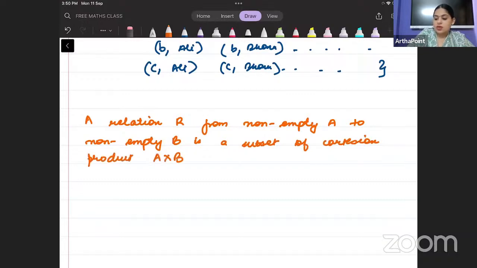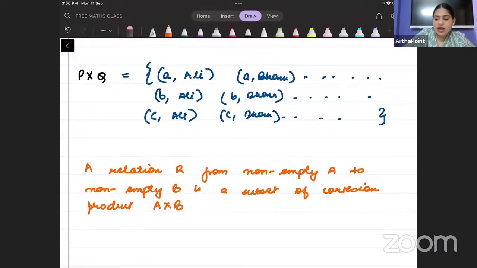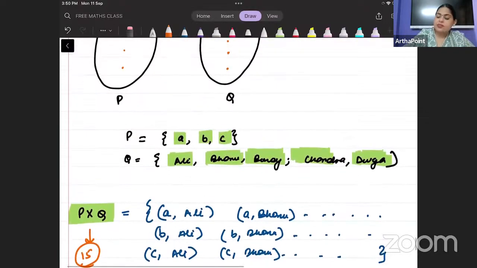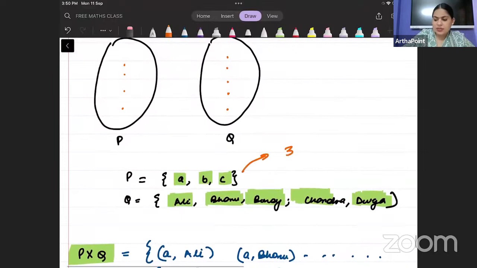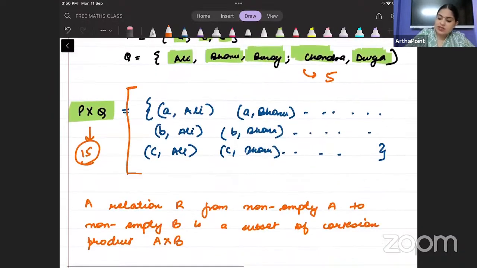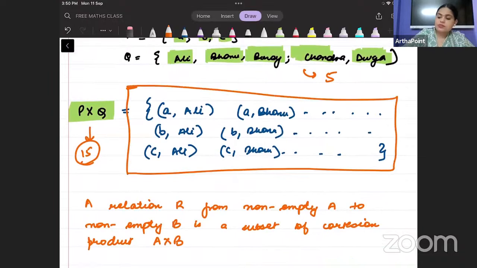A cross B. So how many elements do we have in this Cartesian product? How many elements do I have in this Cartesian product? Ma'am, 15. How do I know I will have 15 elements? Ma'am, P has 3 elements, and Q has 5 elements. So 3 into 5 means 15. So I will have 15 elements in this Cartesian product.